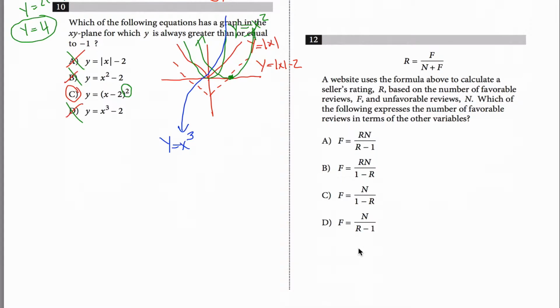Number 12. Number 12, you're asked to solve for f in this thing. The reason I know that is not because I read this, but because I glanced at these, and in each of them f is solved for in terms of r's and n's and such. The easiest way to do this is algebra. That's what I'm going to do.